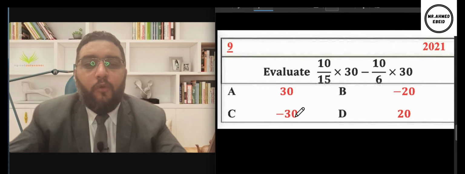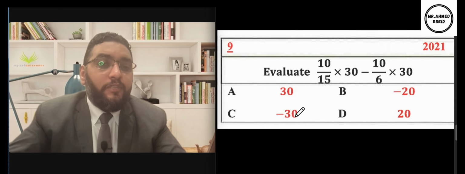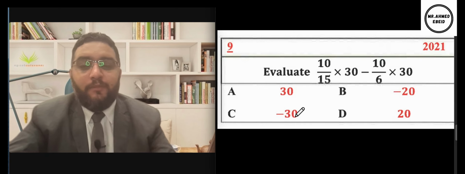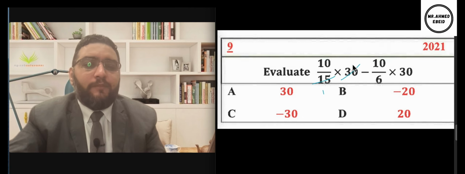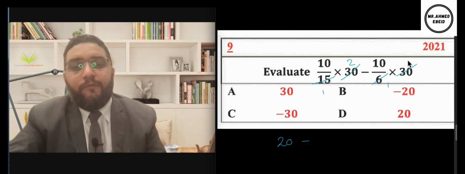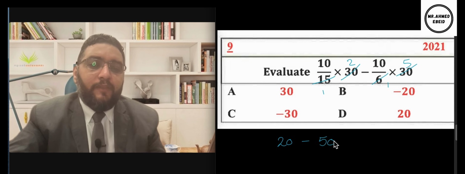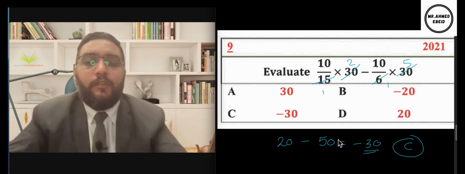Next one. Evaluate 10 over 15 times 30 minus 10 over 6 times 30. You can simplify. Divided 15 equals 1, divided 15 equals 2, so it will be 10 times 2, which equals 20, minus divided 6 equals 1, divided 6 equals 5, so it will be 50. Find the difference between them, it will be negative 30. This is an easy question.